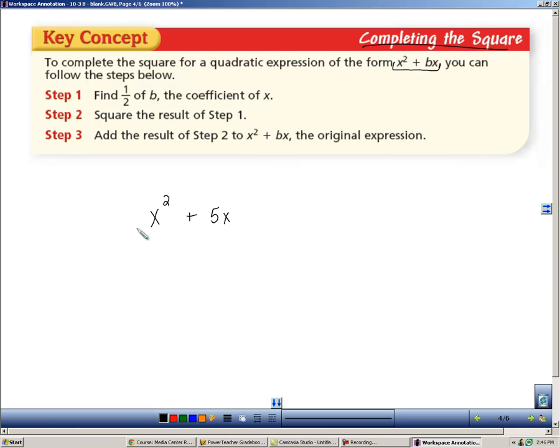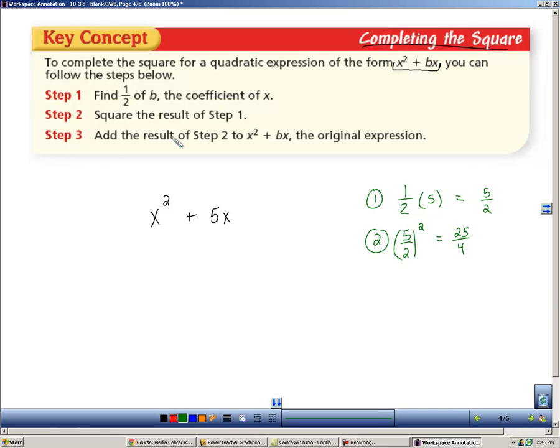So this might make more sense if I do a specific example. So here's my example. I want to figure out what the c value is, what the third member of my trinomial is. And so let's complete the square. I'm going to take half of b, which is 5 in this case. So half of b is 5 halves. That's step 1. Step 2 says to square that result. So take 5 halves and square it. Well, 5 squared is 25, and 2 squared is 4.